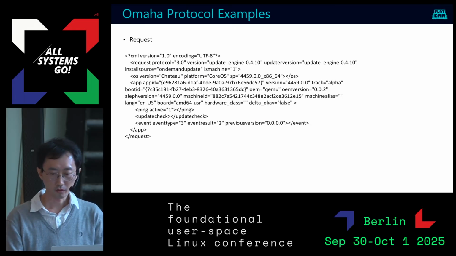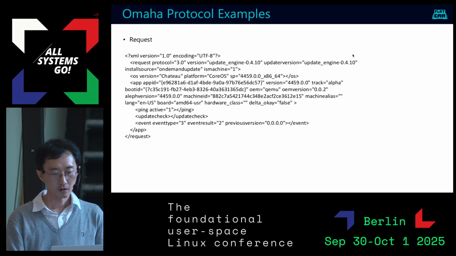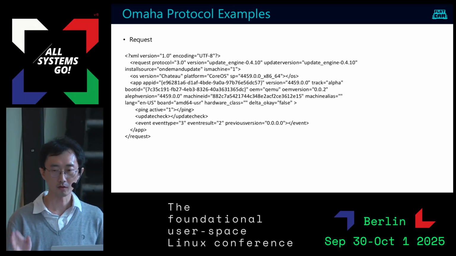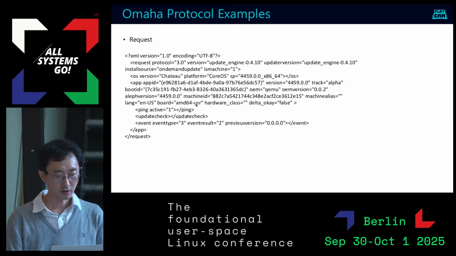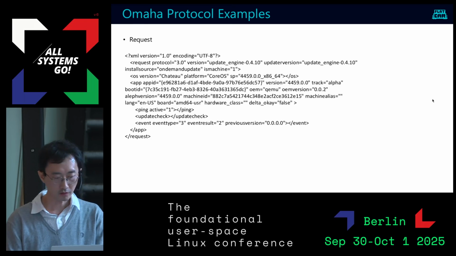I will show you an example of an Omaha protocol exchange. First of all, the request. There is just simple XML data: update engine, the current version, and track. Track means a specific channel of Flatcar, for example LTS, stable, beta, and alpha. Alpha means the bleeding edge channel. Also, the OEM is QEMU, the board is AMD64, and so on. This is just straightforward.